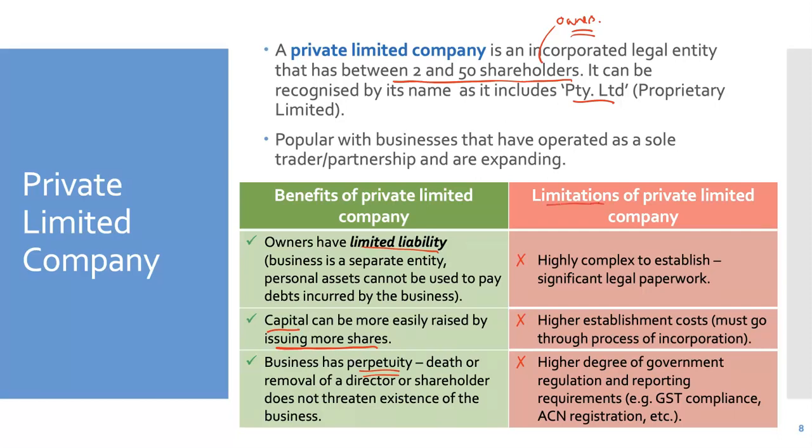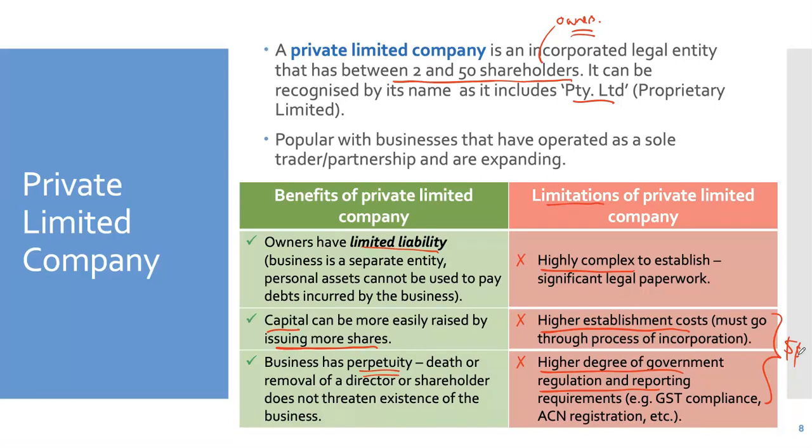There are still disadvantages. The major one is that these are highly complex to establish. There's lots of paperwork to complete. And if they're complex and there's lots of paperwork, there's higher establishment costs and a higher degree of ongoing rules and reporting because there are lots more owners. The owners are separate, so they need to have all this information. Now, what does that mean? That means lots more money, lots more expenses. You have to pay more for accountants and lawyers and consultants to do all this information.